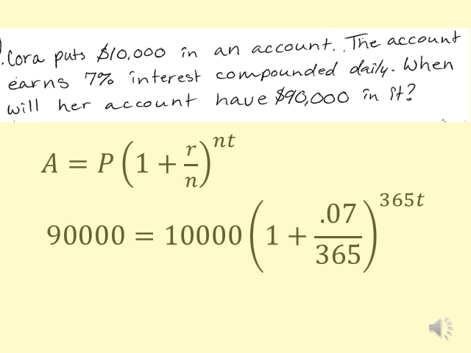Again, it's always what you have at the end that comes first, followed by what you started with. So 90,000 equals 10,000 times 1 plus, and it's 7% interest, which is why I put 0.07. It's compounded daily, which is why I put over 365. And again, that 365 comes up not just in the bottom of the fraction, but also in the exponent. So 90,000 equals 10,000 times (1 plus 0.07 over 365) to the 365t power.